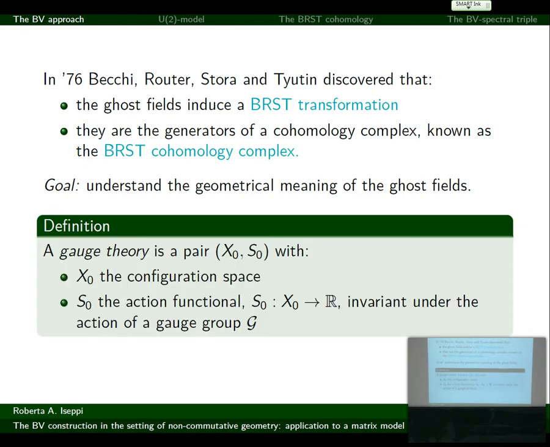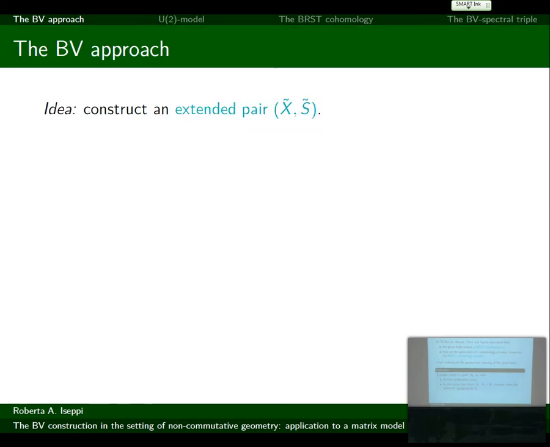So the starting point is a gauge theory. For me, a gauge theory is simply given by a pair (x0, s0), where x0 is the configuration space, while s0 is the action functional that is defined over the configuration space with real values and is invariant under the action of a gauge group. So given this initial theory, what we want to do is then enlarge it with these ghost fields. So what is the idea?